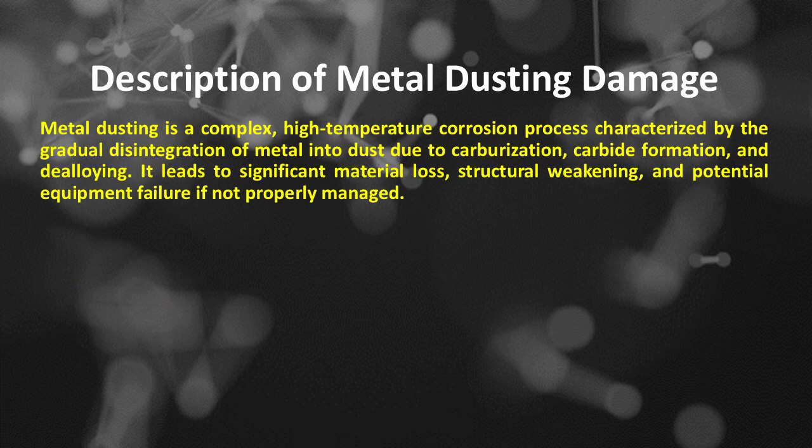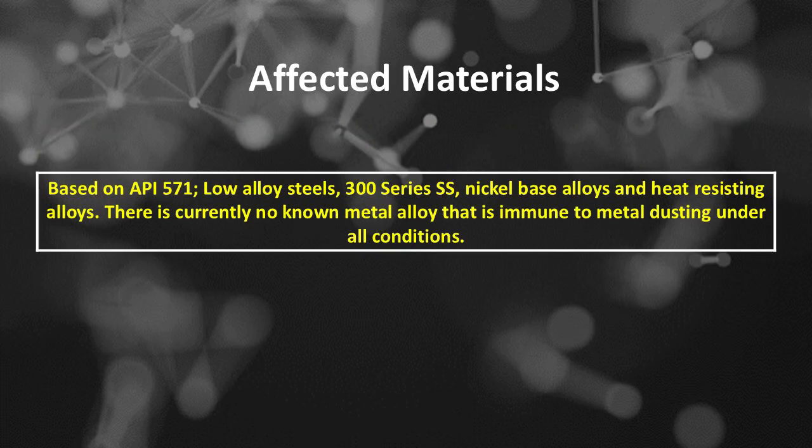Metal dusting is a complex, high-temperature corrosion process characterized by the gradual disintegration of metal into dust due to carburization, carbide formation, and dealloying. It leads to significant material loss, structural weakening, and potential equipment failure if not properly managed. Metal dusting affected material based on API 571: low alloy steels, 300 series SS, nickel base alloys and heat-resisting alloys. There is currently no known metal alloy that is immune to metal dusting under all conditions.